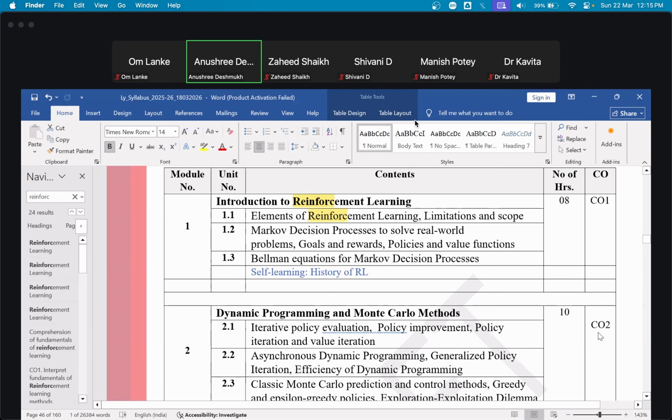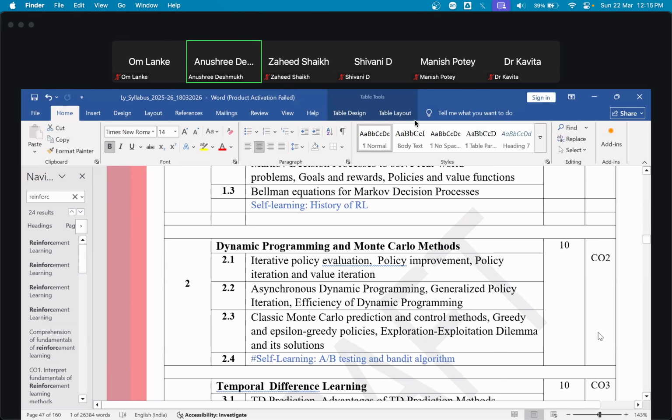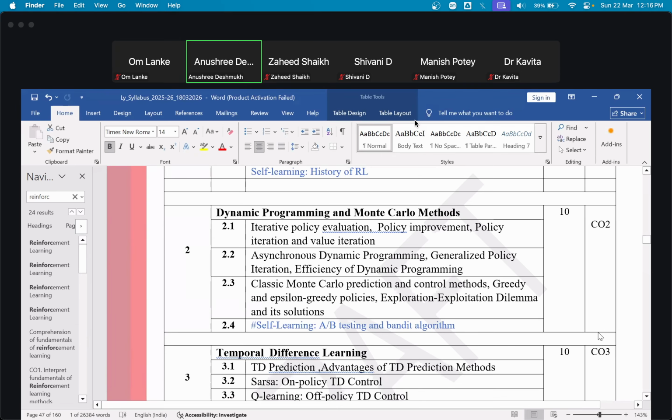The first module is completely based on the introduction to reinforcement learning, which includes the basics of reinforcement learning and Markov decision processes, followed by Bellman equations for Markov decision processes. Module number 2 includes dynamic programming and Monte Carlo methods. It has iterative policy evaluation, followed by asynchronous dynamic programming, and finally classical Monte Carlo prediction and control methods.